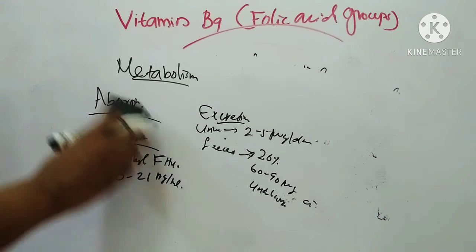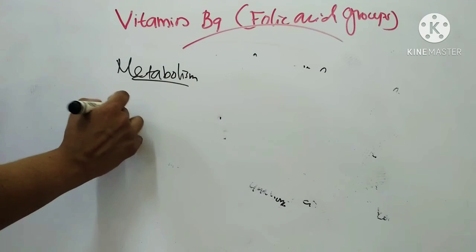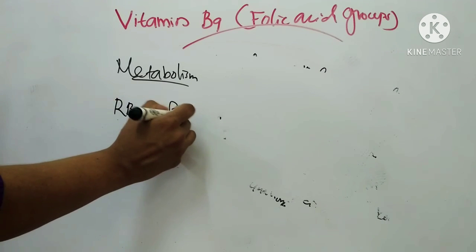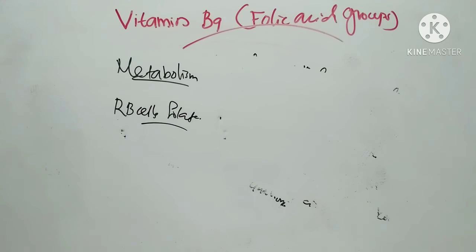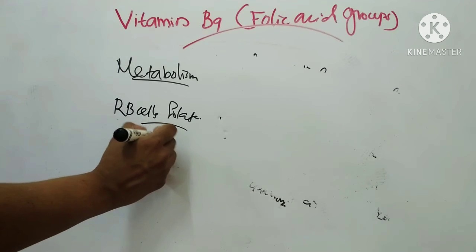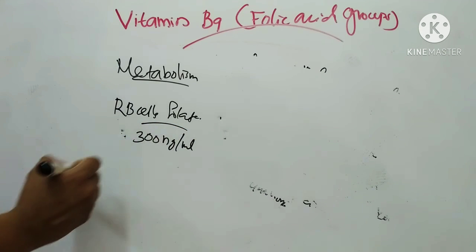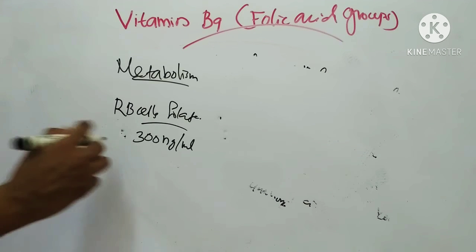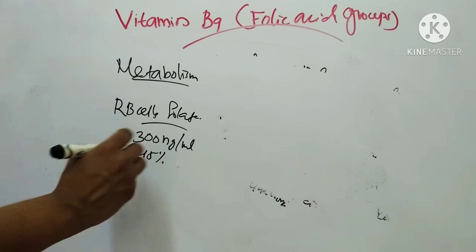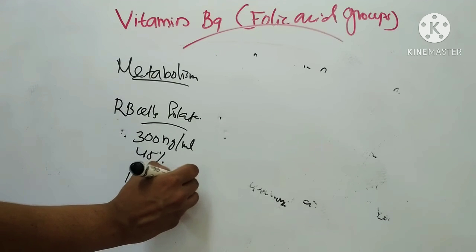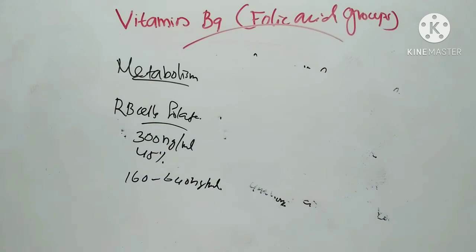Then you will see the red cell folate. This red cell folate is a reliable indicator of the folate status of the body. Average level is about 300 ng per ml of whole blood at a PCV of 45%. The range is about 160 to 640 ng per ml. That is the red cell folate.